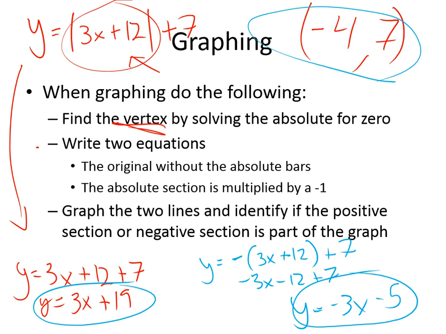Okay? That's where they should intersect. And then from there, you just have to identify if it's the top part or the bottom part. To identify if it's the top or bottom, you look out front. This is a positive in front of the absolute. That means we take the top part.